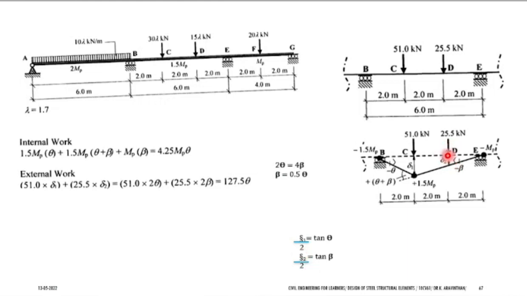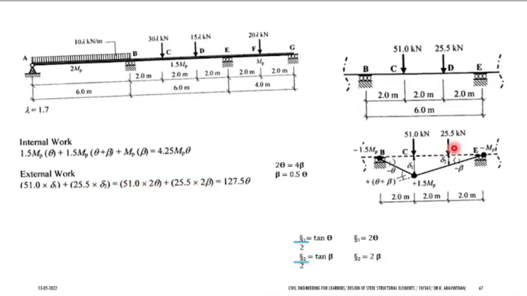Okay, if you want to find del 2, you want del 2 by 2. This is your equation. Now you can simplify this. Since the angle is very small, you can remove the tan and cross multiply. So del 1 will be 2 theta, del 2 will be 2 beta. You can substitute here.